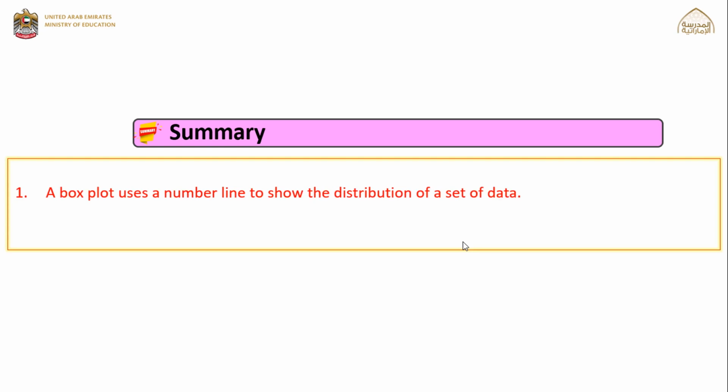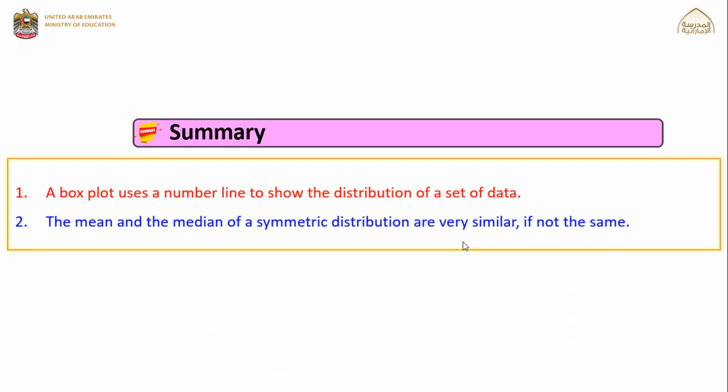Summary. A box plot uses a number line to show the distribution of a set of data. The mean and the median of a symmetric distribution are very similar, if not the same.